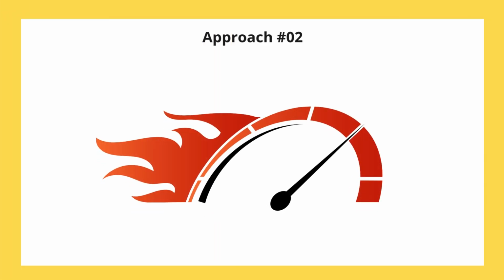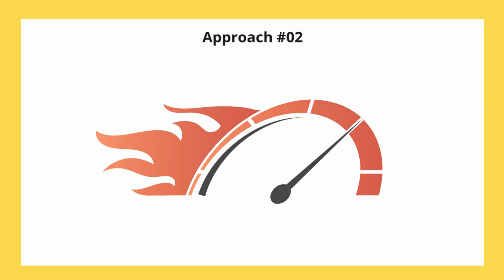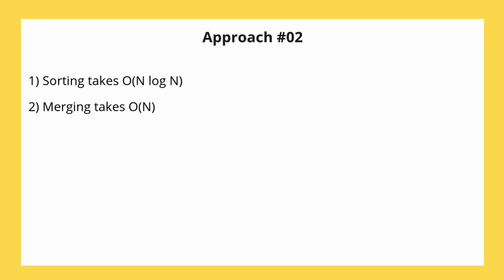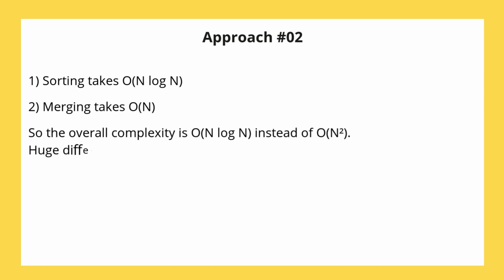This approach is lightning fast. Sorting takes O(n log n). Merging takes O(n). So the overall complexity is O(n log n) instead of O(n²). Huge difference. So now you know both the brute force and optimized approaches. Next time someone asks you to merge intervals, you know exactly what to do.